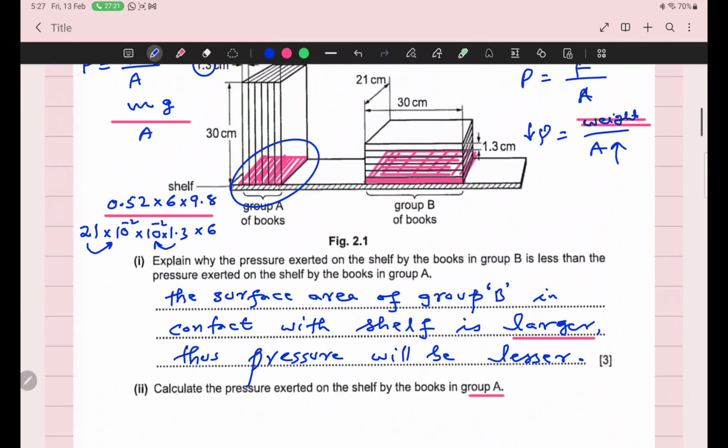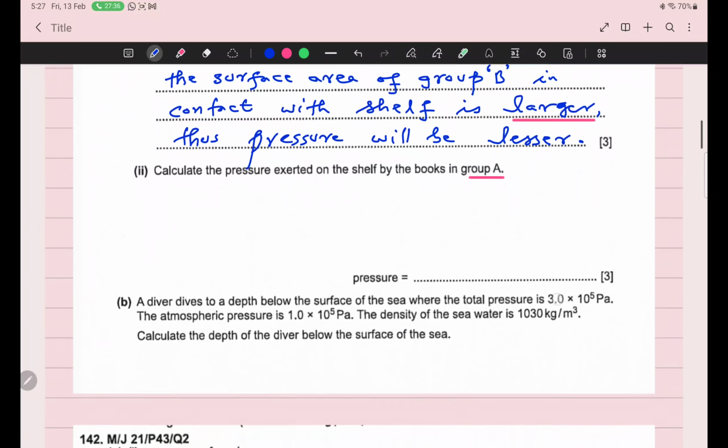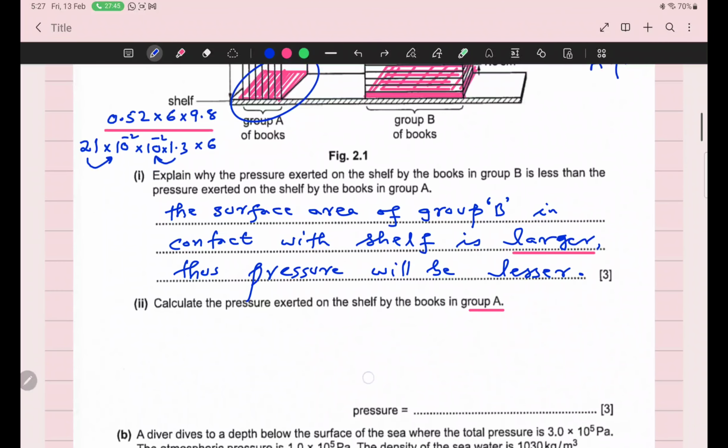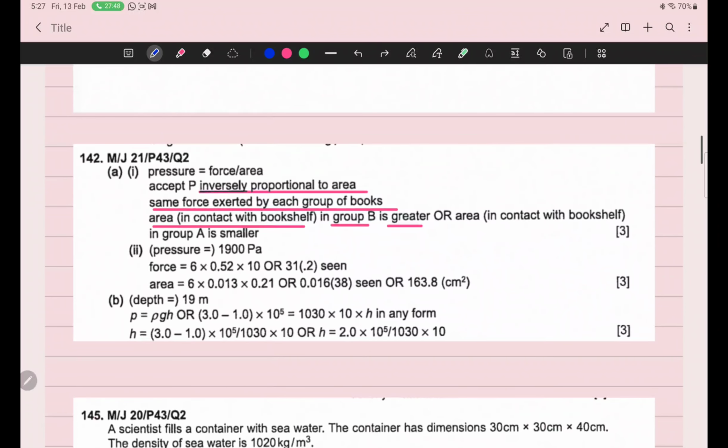We can write the answer in Newton per centimeter square. But if you are writing the answer in Pascal, then length must be in meter. If you write the answer in Newton per centimeter square, it is also acceptable because we are not given any unit. But in the marking scheme, they are writing the answer in Pascal. So Pascal is better, but centimeter square is also acceptable. Both are correct.